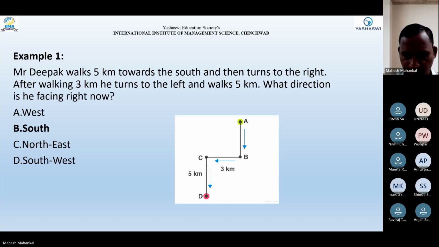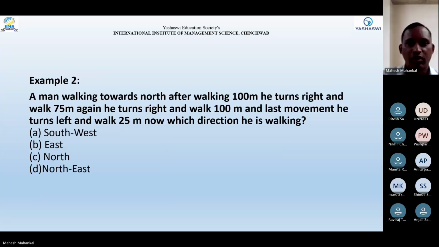Okay. Again, take an example. A man walking towards north. After walking 100 meters, he turns. A man is walking in the north direction, walks 100 meters, and he turns right and walks 75 meters again. You got an idea about that?